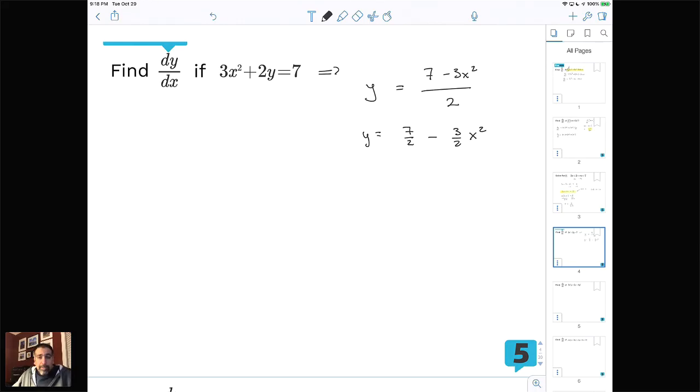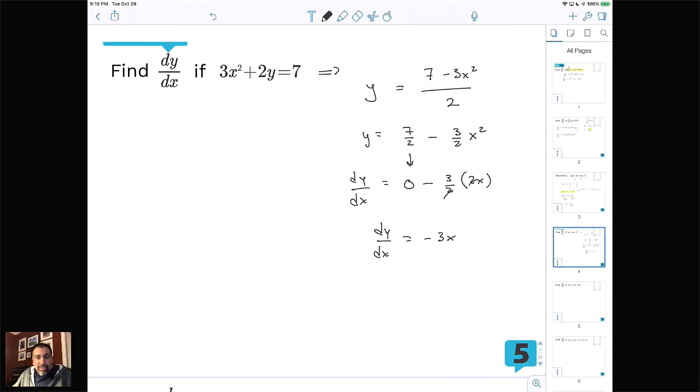I think everyone's really comfortable with this problem. If I asked you to find the derivative of that equation, you would say the derivative of 7 halves is 0, because that's the constant by itself. You would do a minus 3 halves that gets a free ride, and then the derivative of x squared would be 2x. And then on the other side, you would get the derivative of y is dy over dx. So when we simplify this, we're going to get negative 3x as our answer.